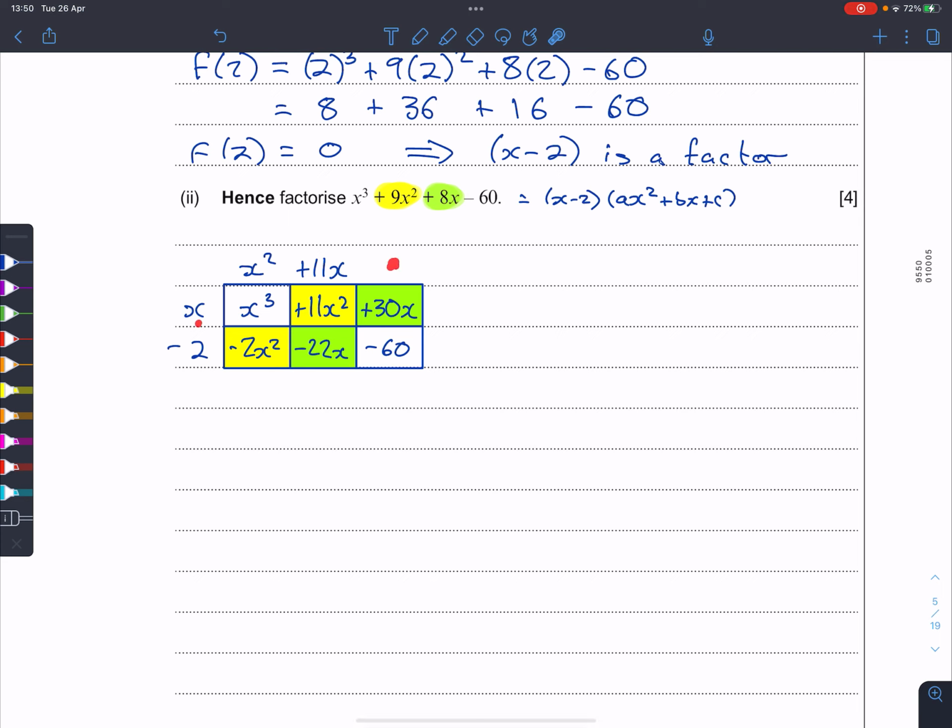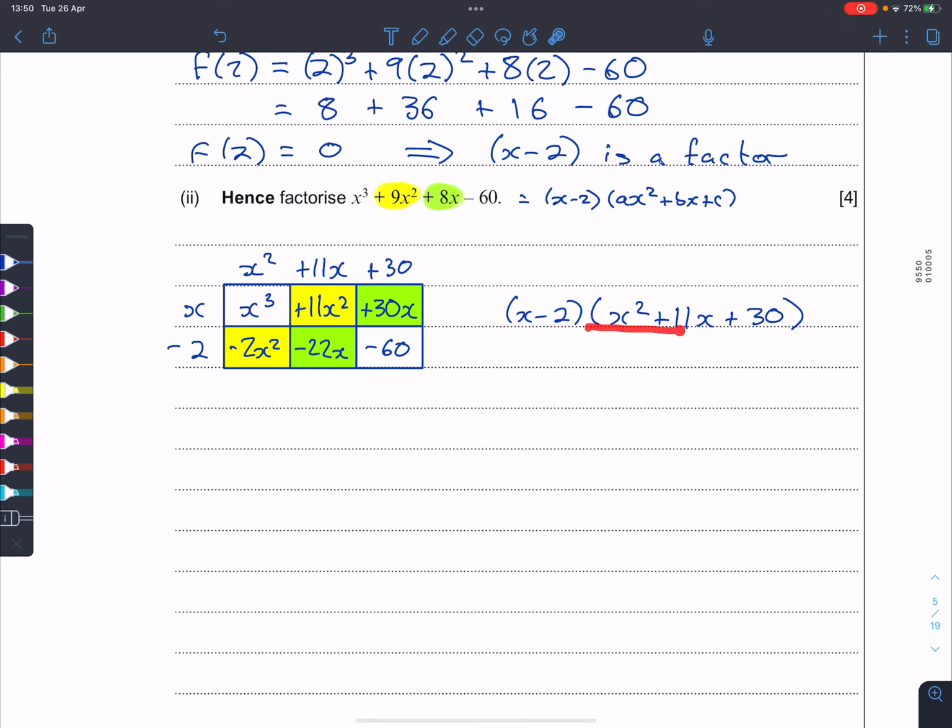And then I go again. X times this is 30, so that's going to be plus 30. And then 30 times negative 2 is negative 60. So I've done this right. This now means that I have my x minus 2 multiplied by x squared plus 11x plus 30.